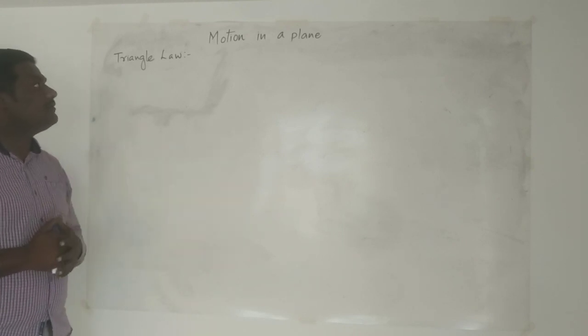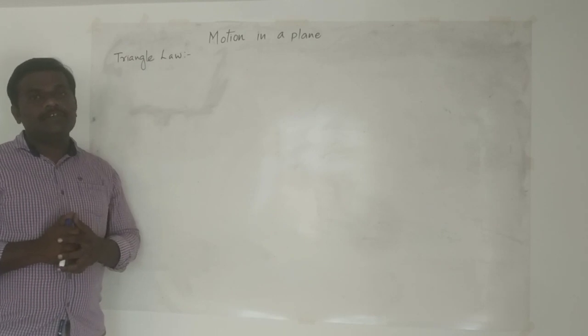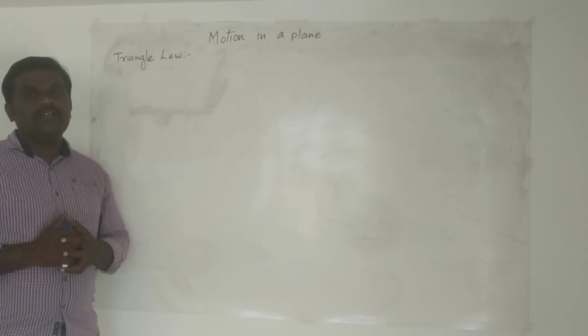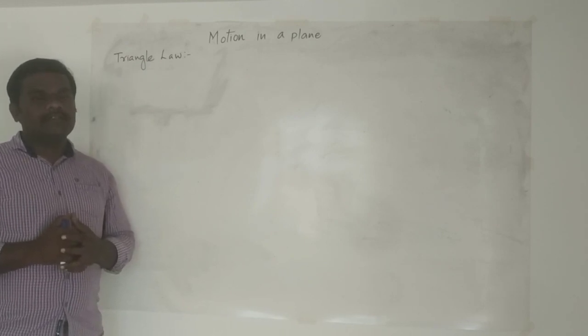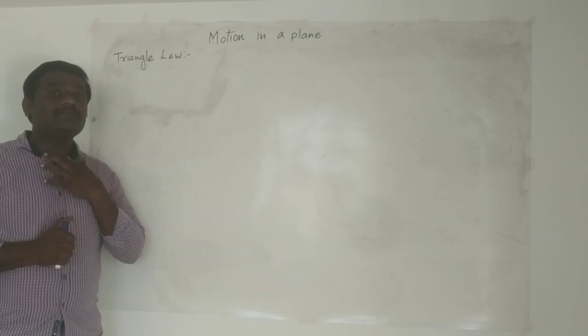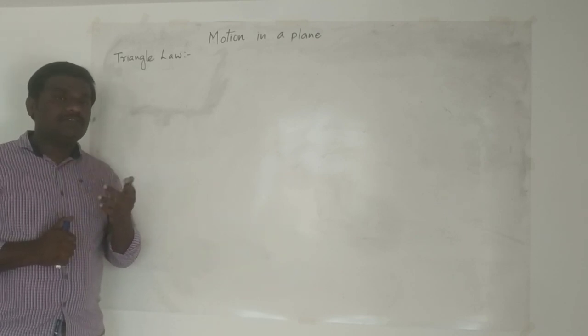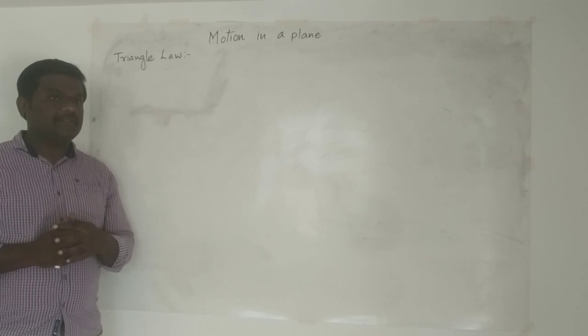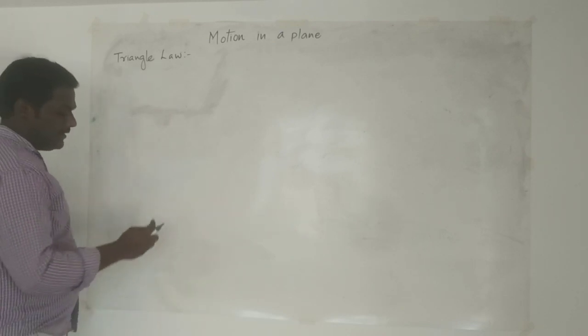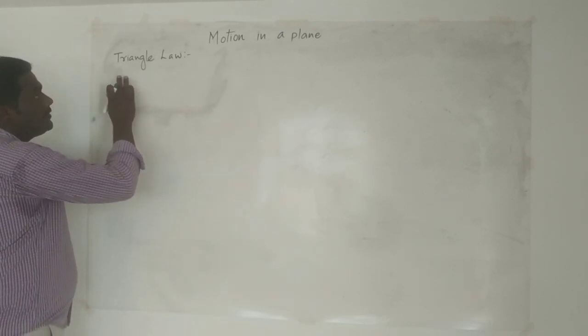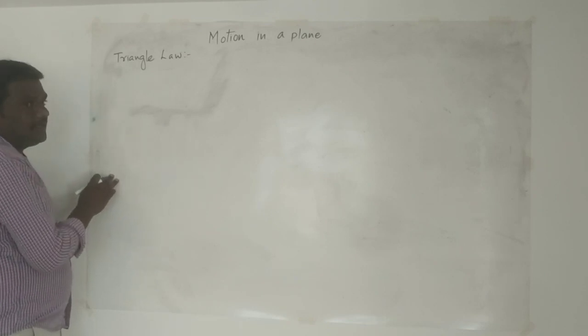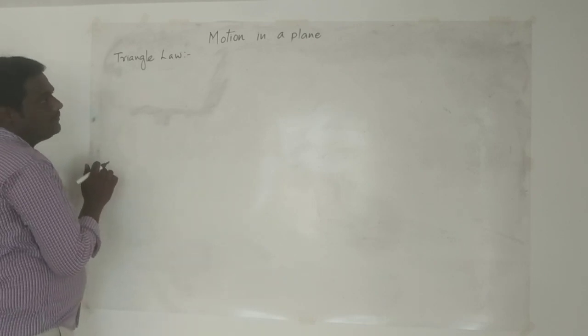Among the very first rules is what? Triangle law. So using triangle of vector addition, how can we add two vectors? Then what is the use of parallelogram law? Then what is the use of polygon law? One by one we will discuss. So, triangle of vector addition. Before explaining the statement, let us go for drawing a diagram.